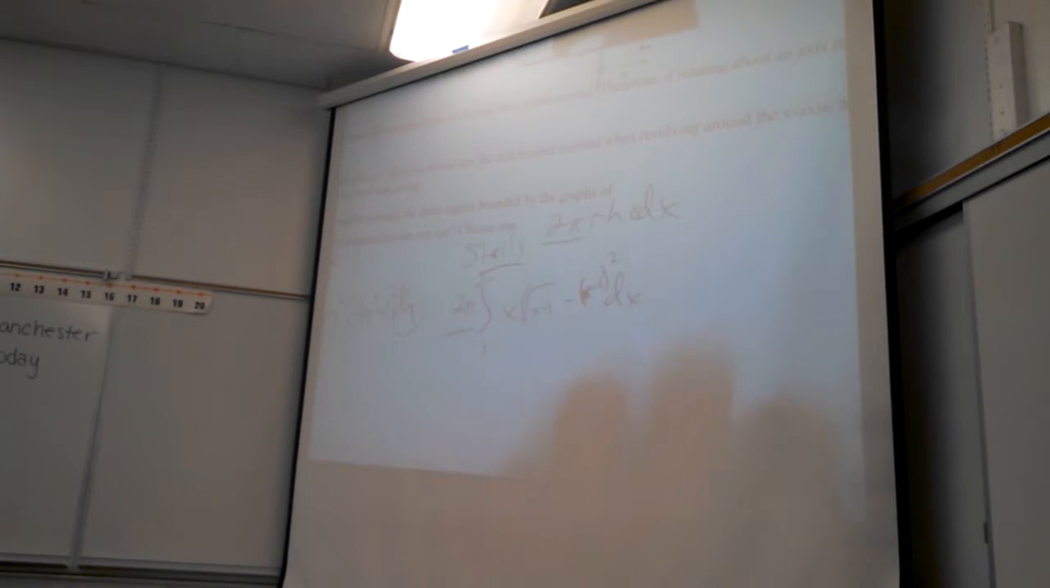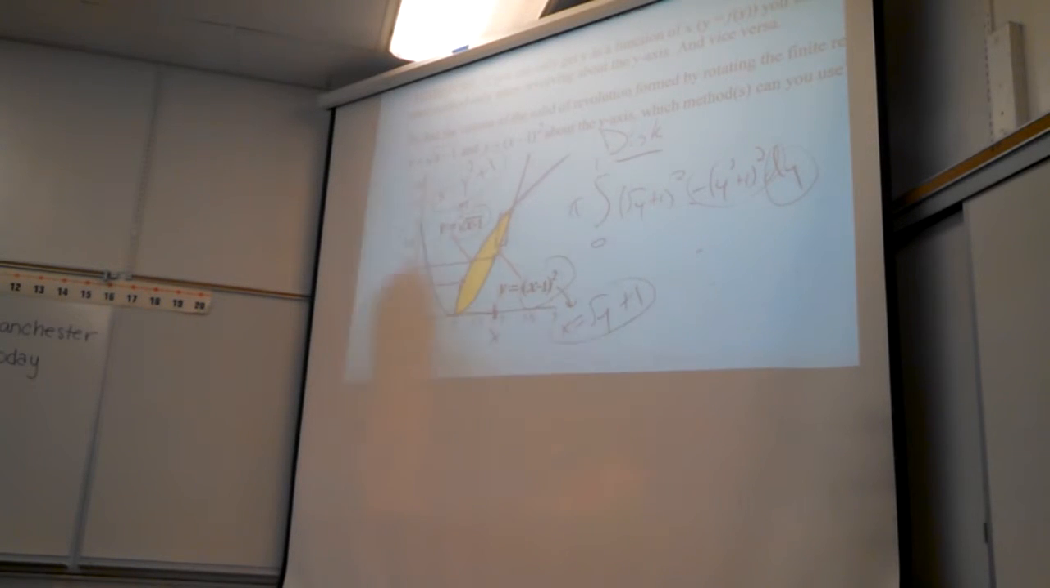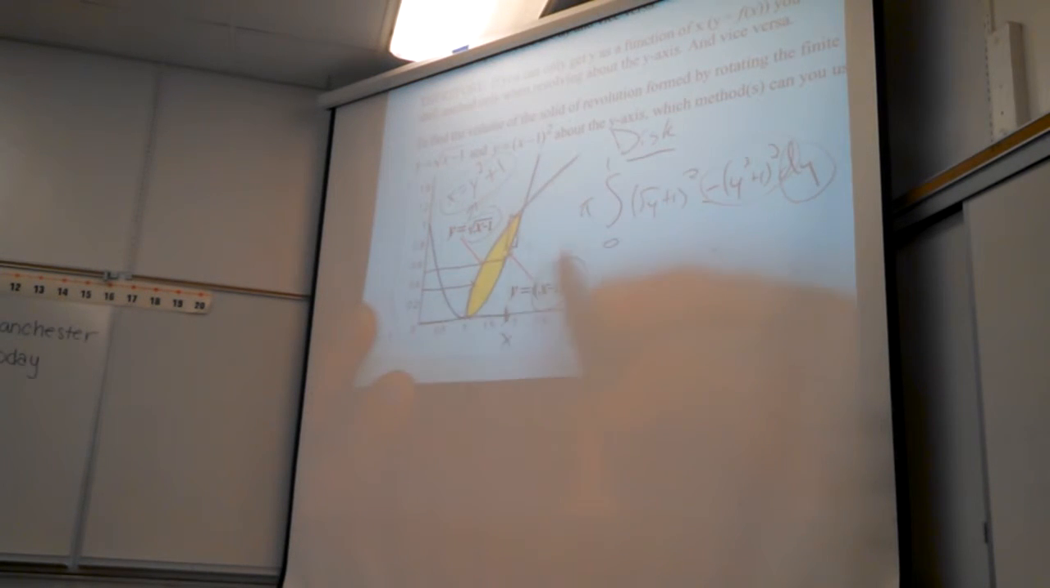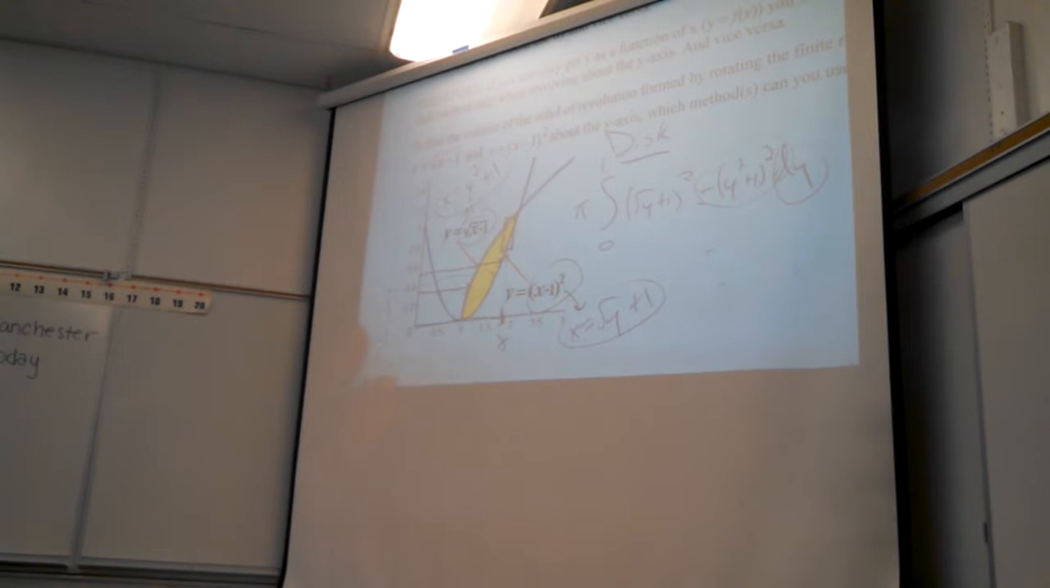What's the radius again? Radius is always how far any rectangle would be from the axis, so any number from 1 to 2. So if I was rotating around x equals -1, the radius would be what? x plus 1. It's x plus 1 away from that axis.